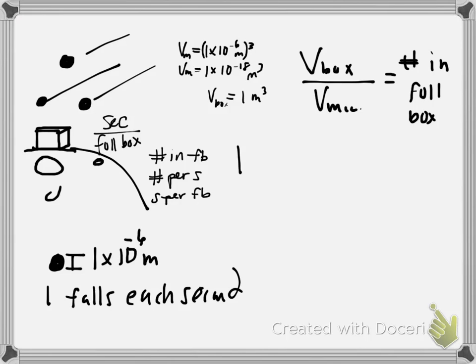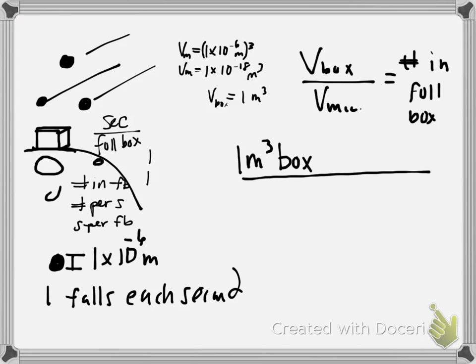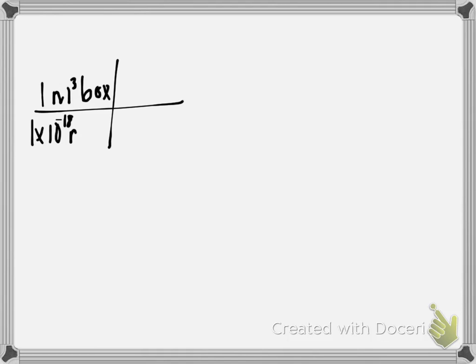So we have 1 cubic meter is 1 box. Oh, I can't do this in this space. Okay, we'll just go ahead and do a new page to set this up. So we'll start off with the 1 cubic meter box, the 1 times 10 to the negative 18th cubic meter micrometeorite, and that's the number of those in a full box.